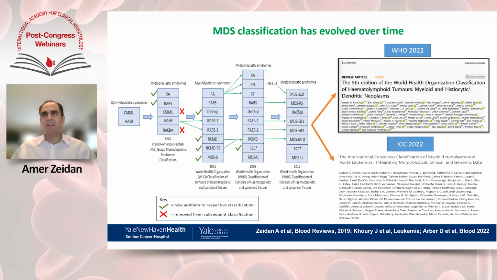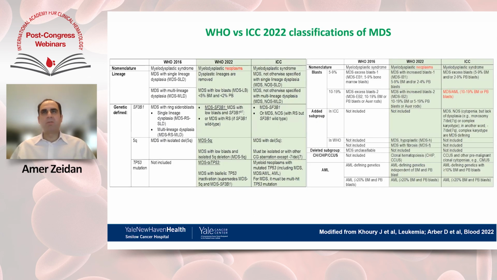The 5th iteration, which was just published in 2022, occurred at the same time when there was an update from the International Consensus Classification. So we have 2 classifications now for MDS. One of the issues is that those classifications, while they agree on a significant number of areas, there is some divergence in how MDS is diagnosed.